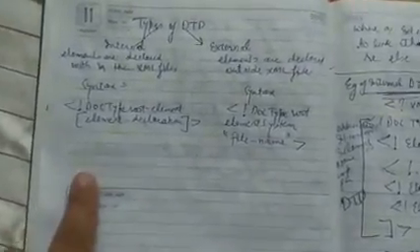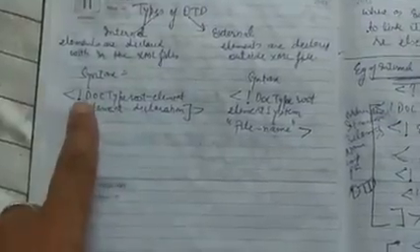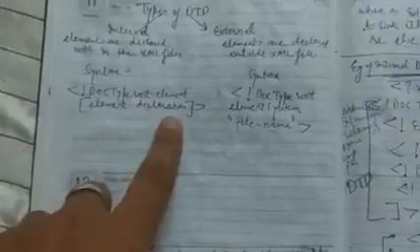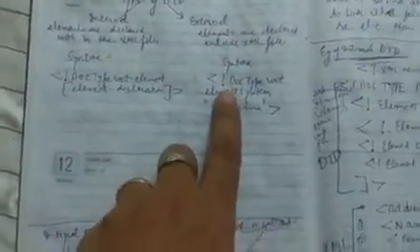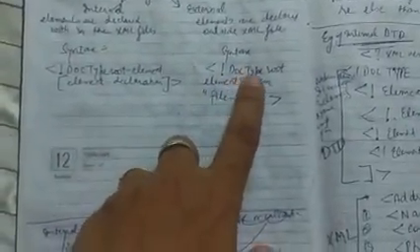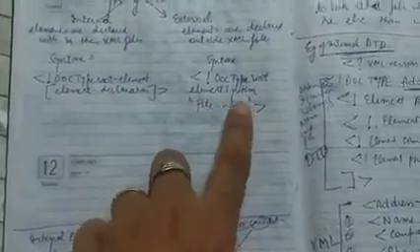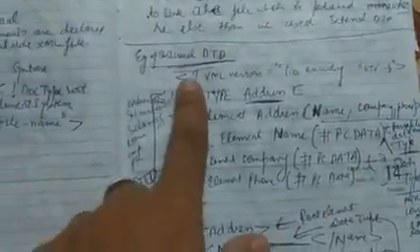And the syntax of the internal DTD is the exclamation sign, DOCTYPE, root element, and element declaration. And the syntax of the external is the exclamation sign, DOCTYPE, root element, SYSTEM, and a file name. And this is an example of the internal DTD.